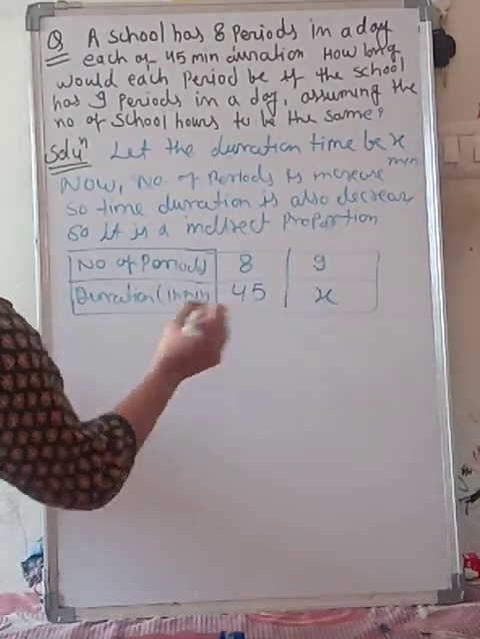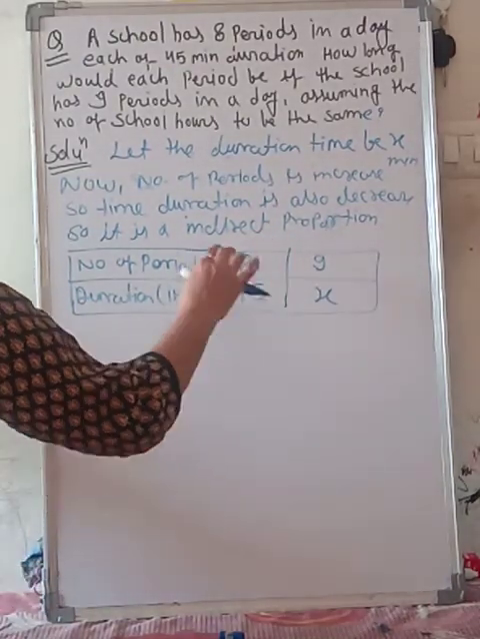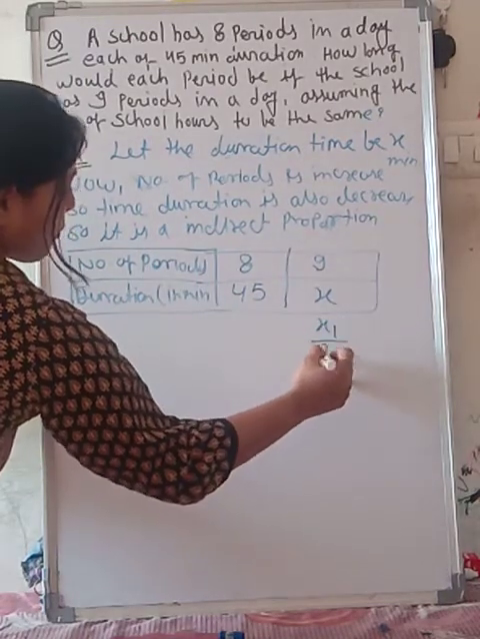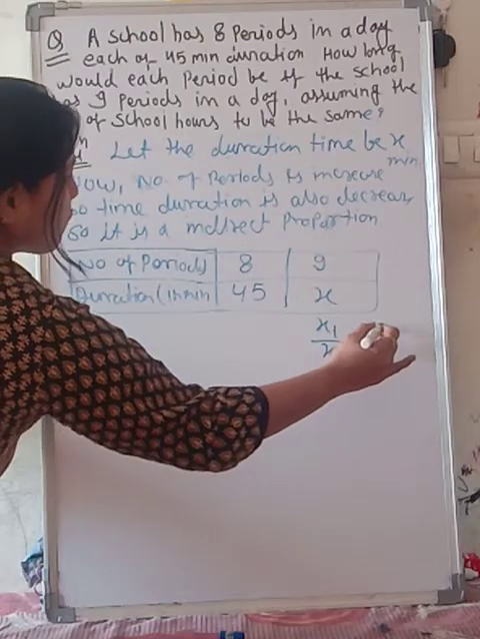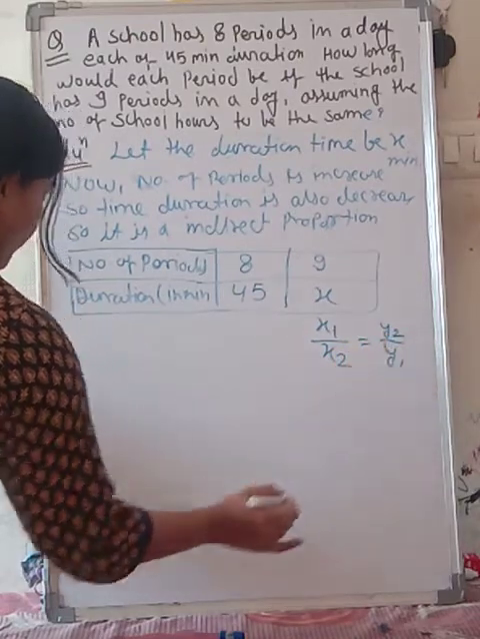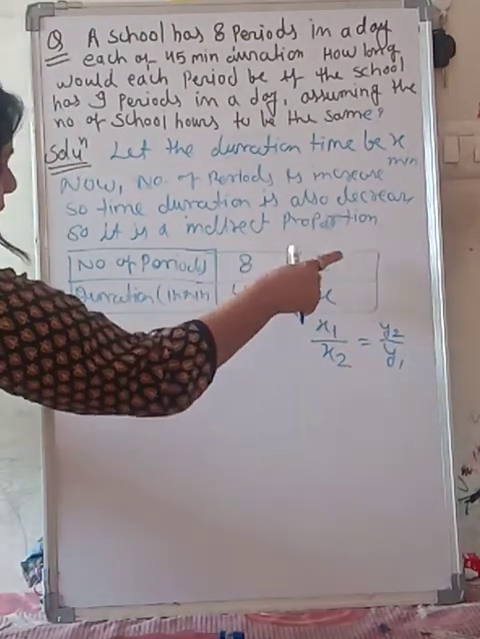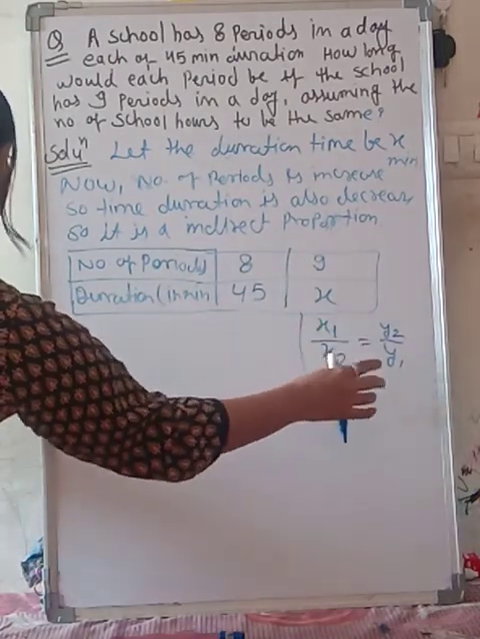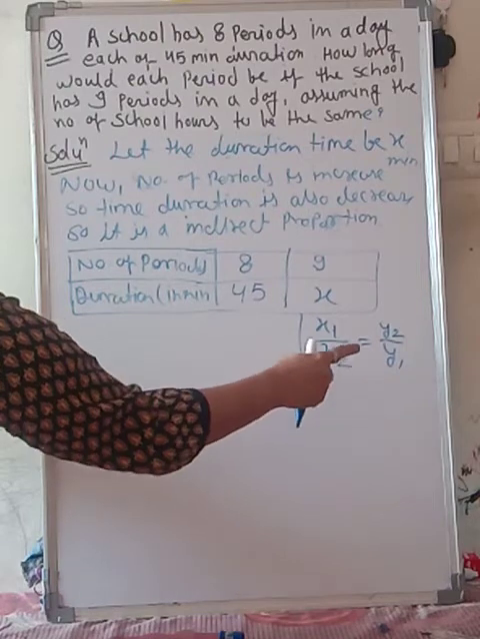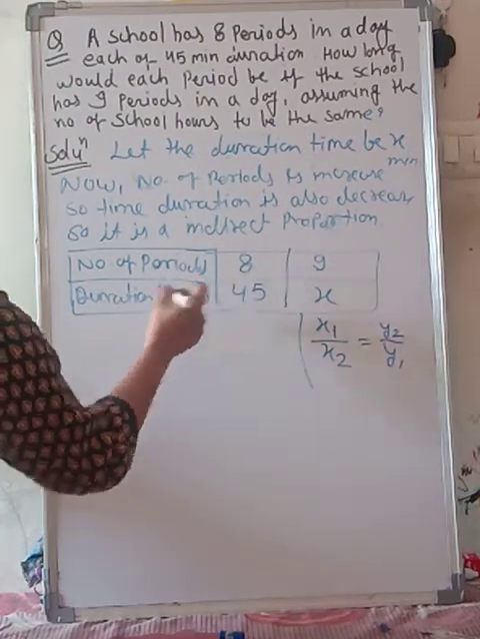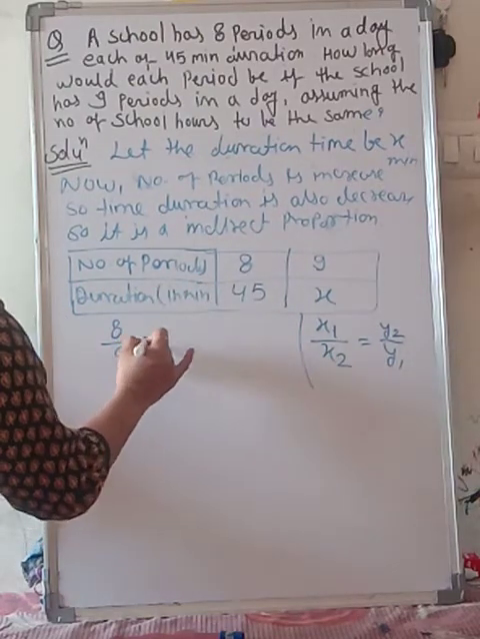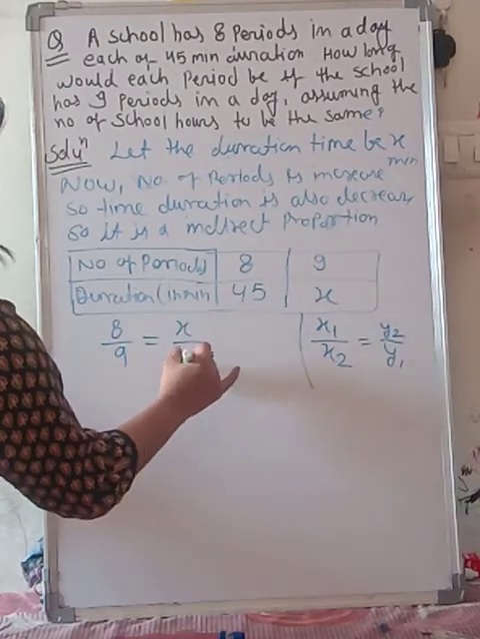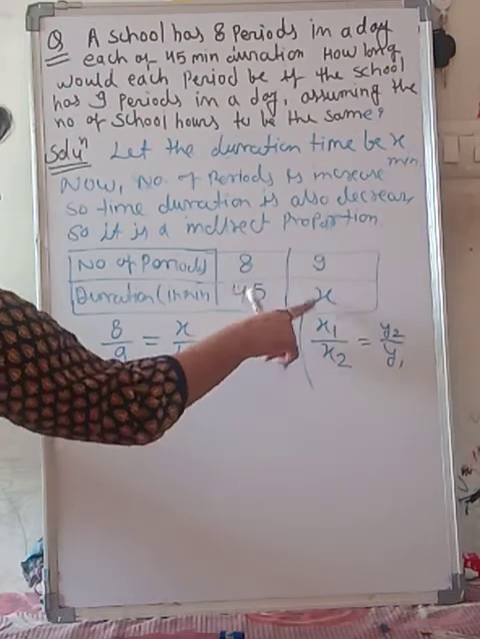So now let's start. You already know this is an indirect proportion. For indirect proportion, the formula is x1 upon x2 equal to y2 upon y1. Here these are x1, x2, y1, y2. So you put the values in this formula: 8 upon 9 equal to y2 upon y1, which means x upon 45, not 45 upon x.